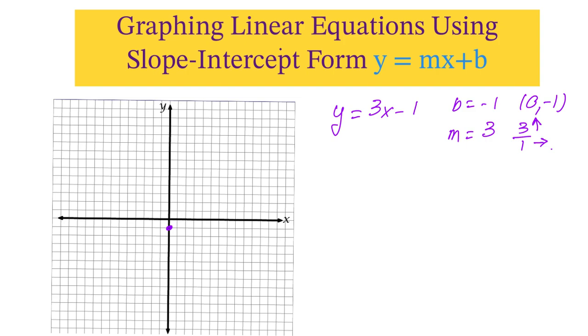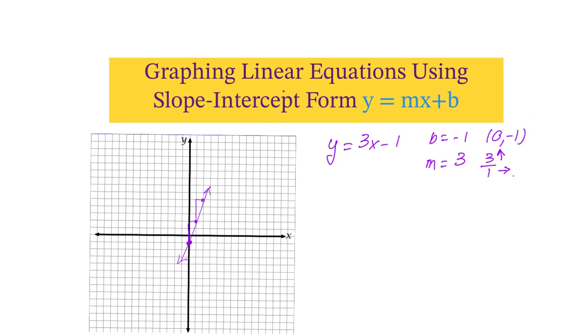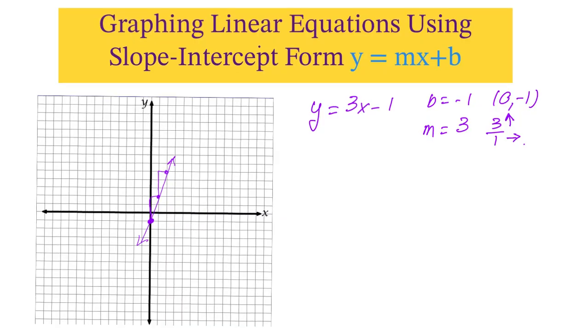We're going to go up 3, 1, 2, 3, and 1 to the side. We can do that again. 1, 2, 3, and 1 to the side. I think we have enough points to draw the line. So there you have it. Hope you got this one right.